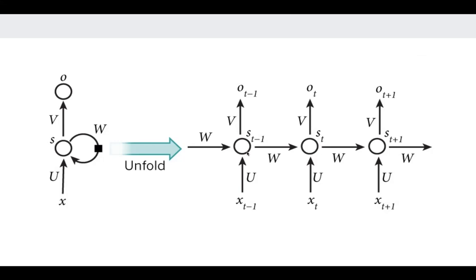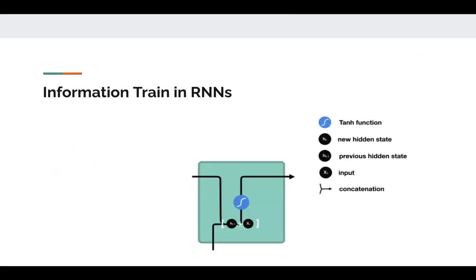In GRUs or LSTMs, this architecture doesn't change at all. The only thing that changes is the cell state, ST minus 1, ST and ST plus 1. In simple RNNs, we don't have much in the cell state. We have only a simple function, either a sigmoid or a tanh function, and that is the only thing that exists in the cell state. So this is the information train in RNNs, and this green block is the cell state. This black line is the hidden state from the previous unit, and this xt is the input we are giving at the current point in time.